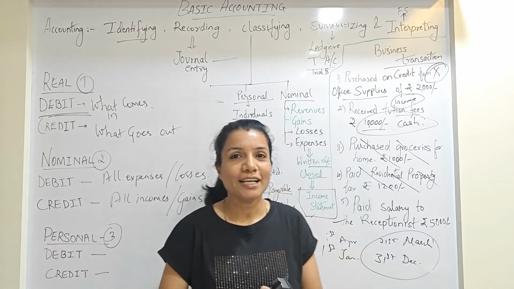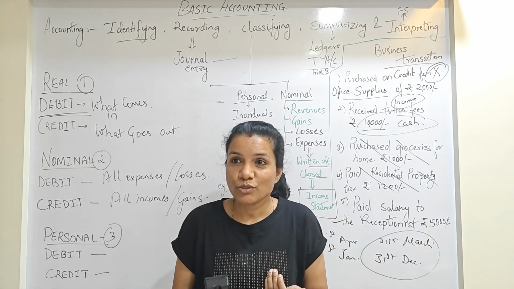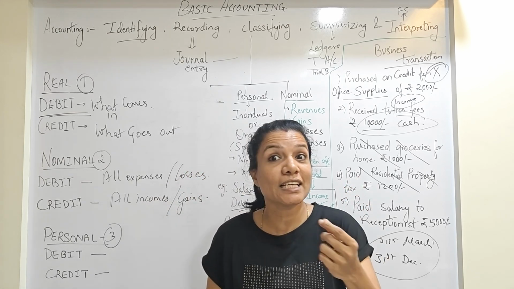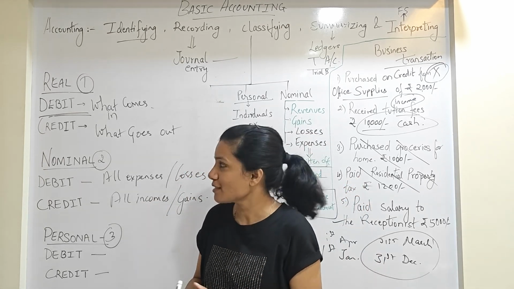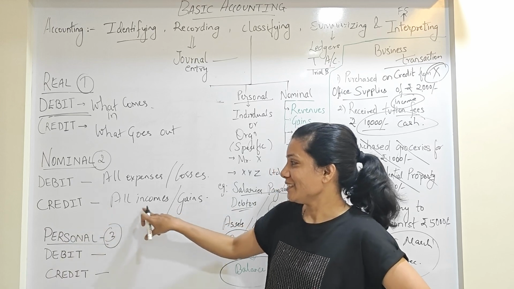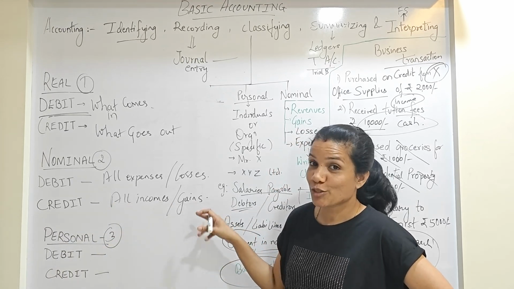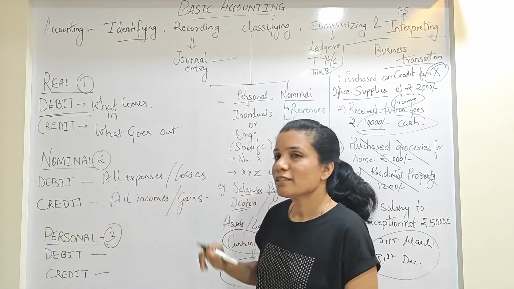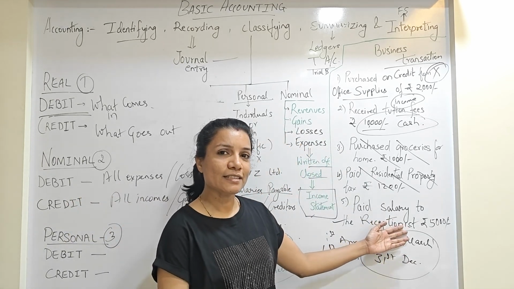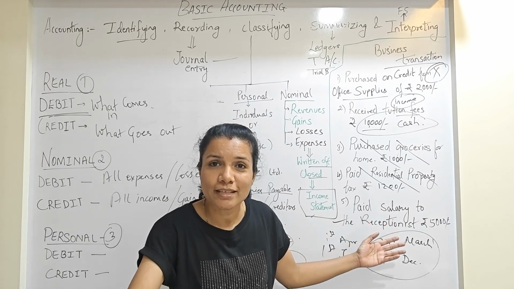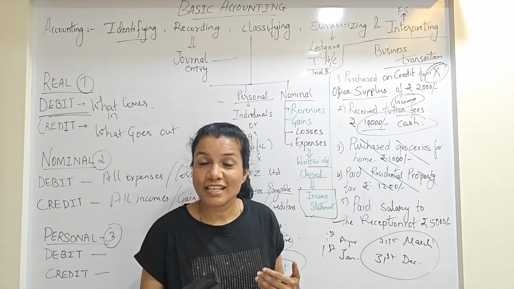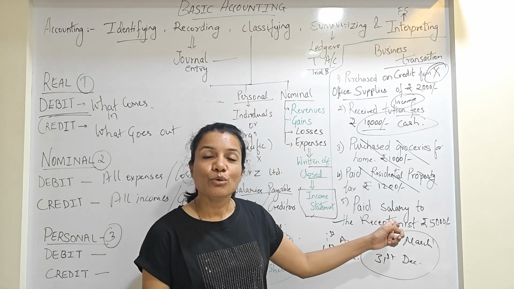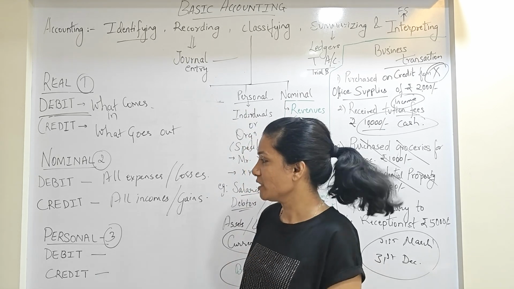Now, in my example, received tuition fees. I am receiving tuition fees for my coaching classes business. Tuition fees is an income. So would tuition fees be debited or credited? Credited. Credit all incomes and gains. Debit all expenses and losses. Paid salary. Since I am paying salary to my receptionist, it is an expense for my business. So salary would be debited. Now we'll pass a journal entry with this.